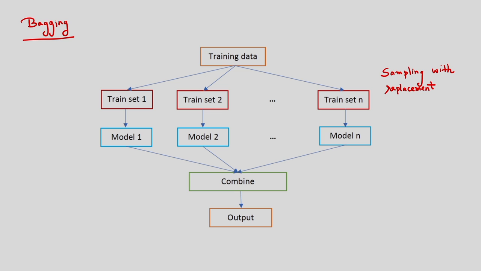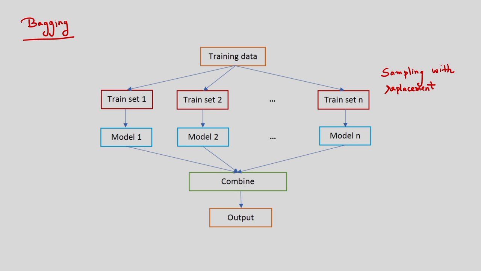After this, model 1, model 2, all these models I can consider. Model number 1 is trained with the help of training data set 1. Model number 2 is trained with the help of training data set 2. Like this, model number n is trained with the help of training data set n. And after this we are combining the outputs of all these models, and I am getting the output. Maybe I can consider the voting or averaging principle to combine.